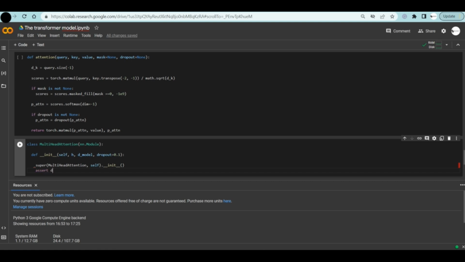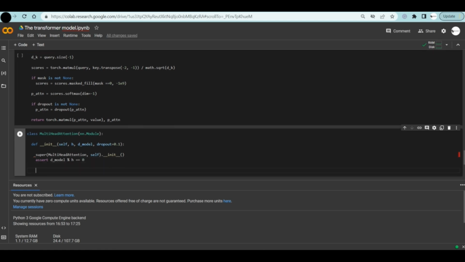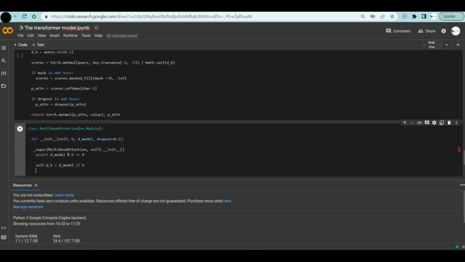So this is to make sure that the model dimension is divisible by the number of heads. So we're just going to say d_model % h has to be equal to 0. Then we set d_k equal to d_model modulo h. Then we assume that d_v is equal to d_k.